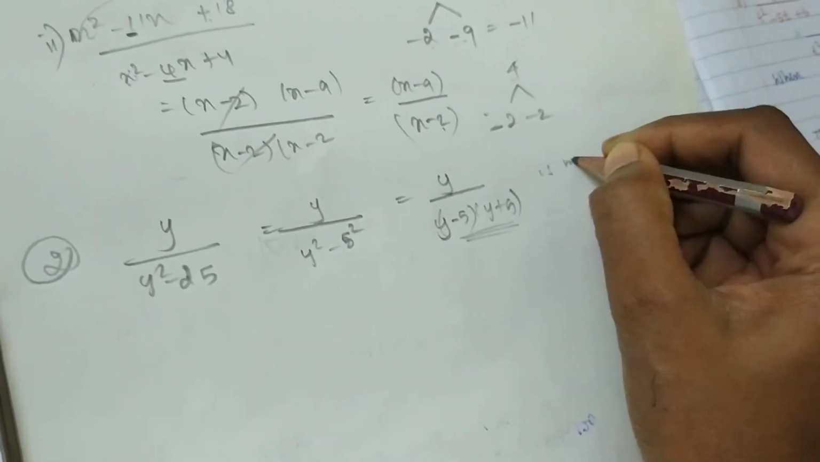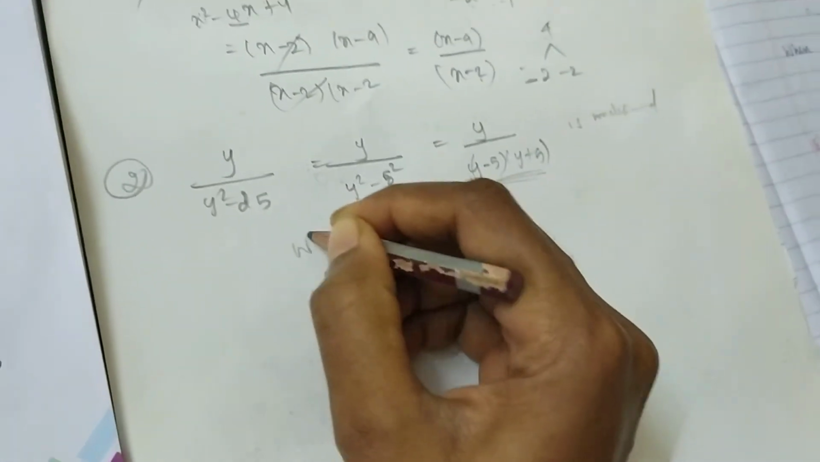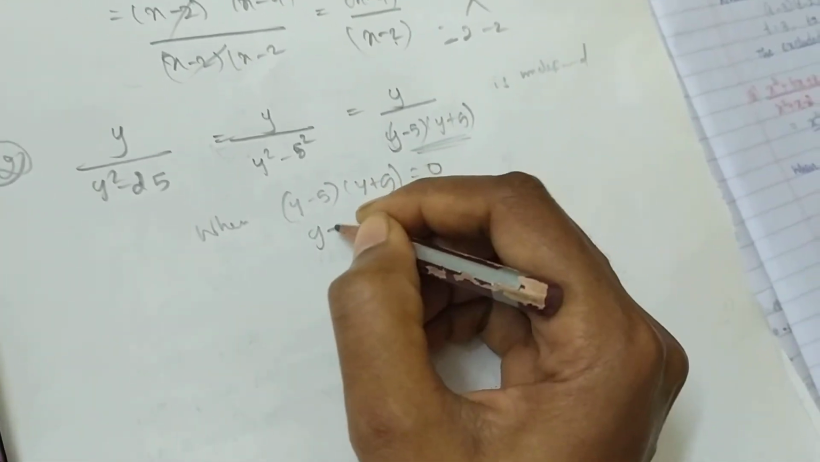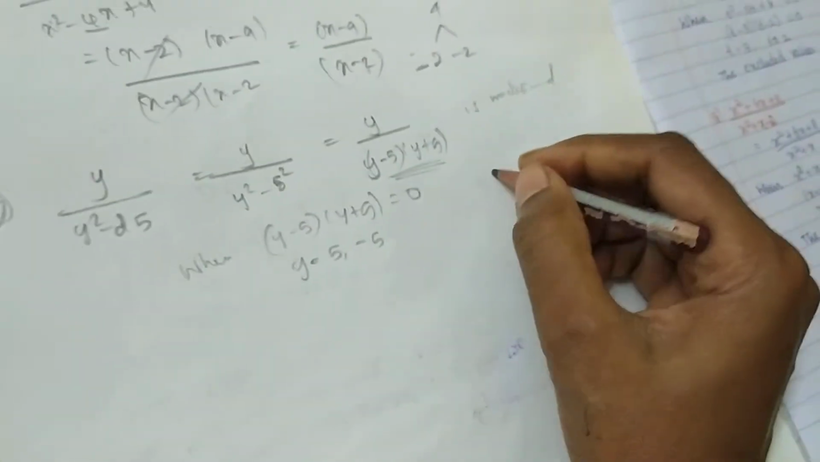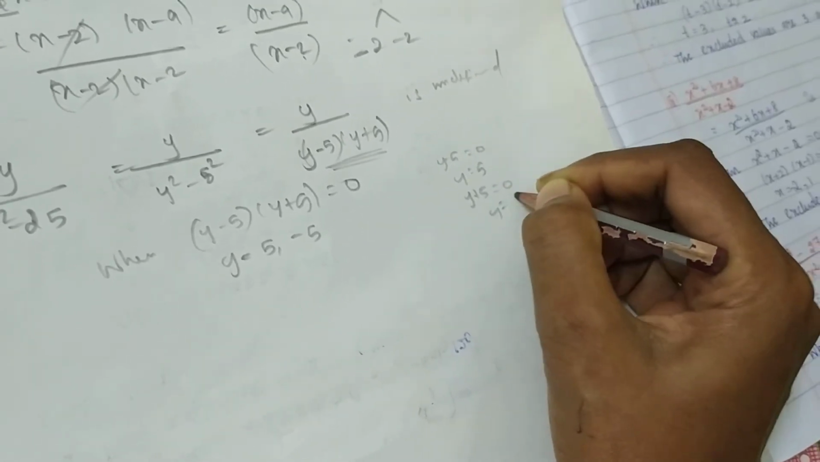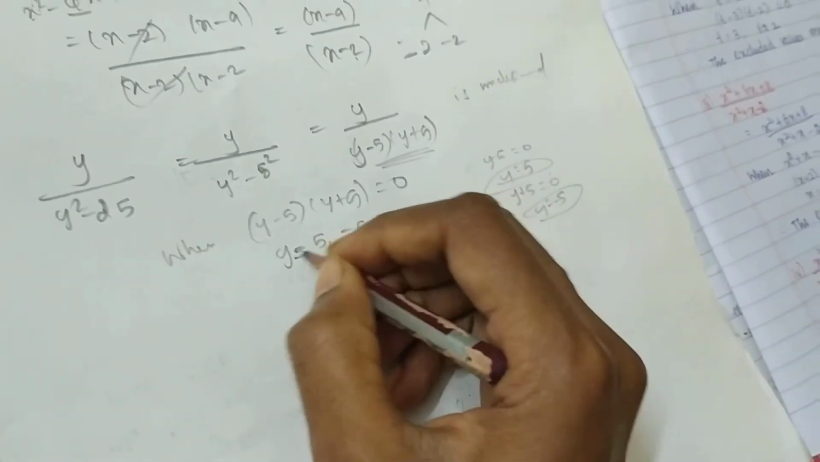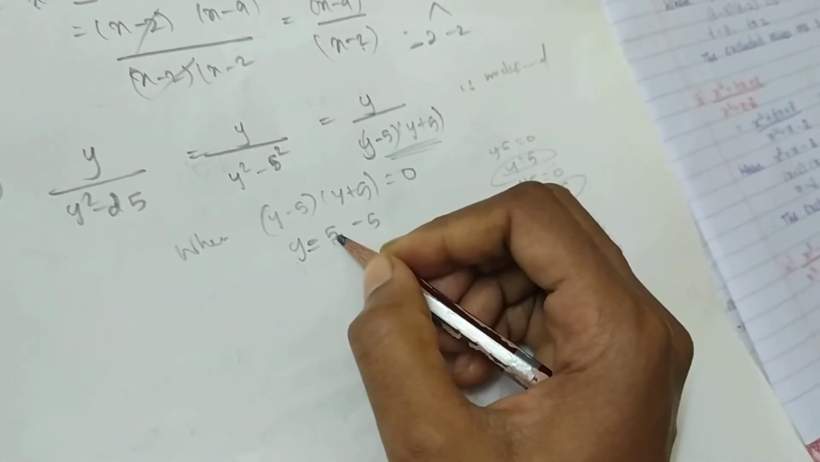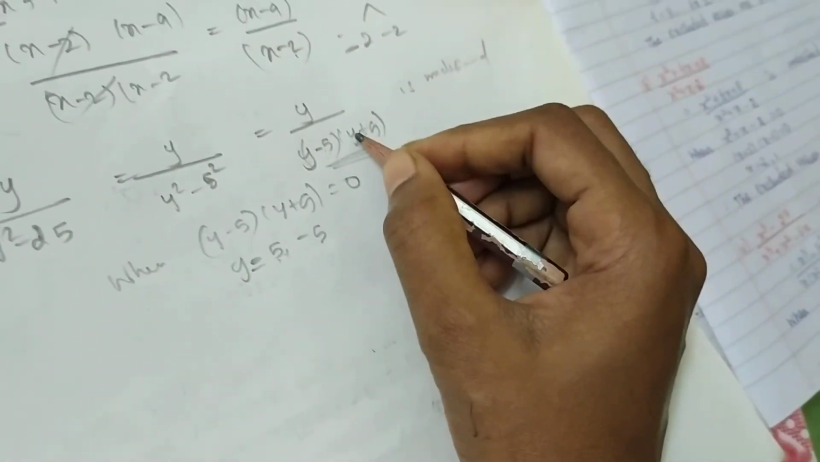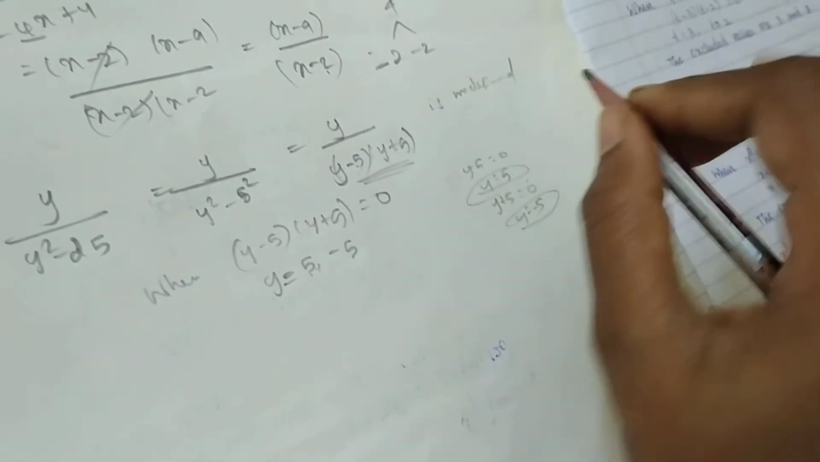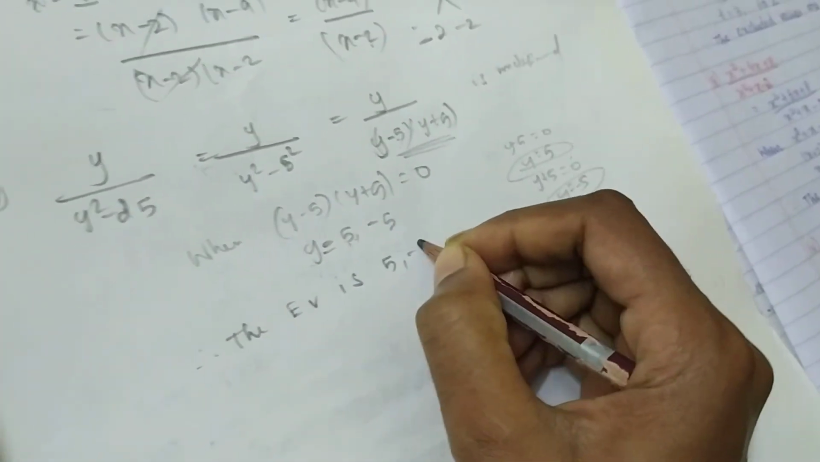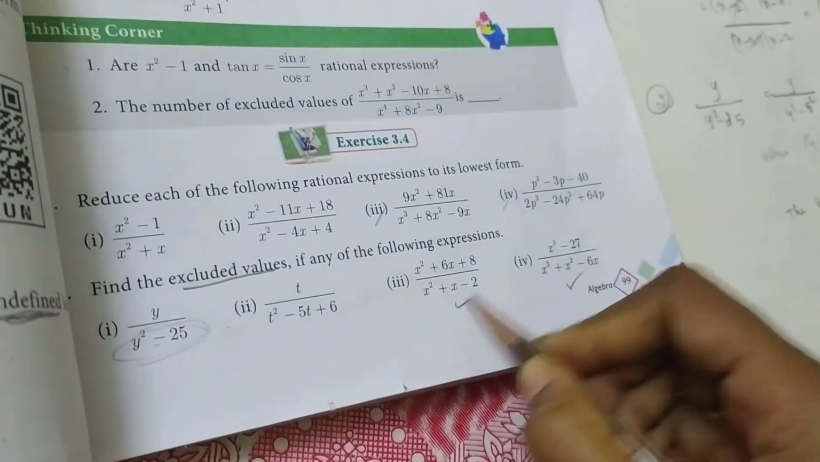So whenever it is undefined, my y minus 5, y plus 5 equal to 0. So y equal to plus 5 or minus 5. If you equate y minus 5 equal to 0, y equals 5. If y plus 5 equal to 0, y equals minus 5. So I am having two terms. If you substitute y equal to 5, 5 minus 5 is 0, and 0 into anything is 0. If you put minus 5, minus 5 plus 5 is 0, and 0 into any number is 0. So therefore the excluded values are 5 and minus 5. Same for this and this. Okay.